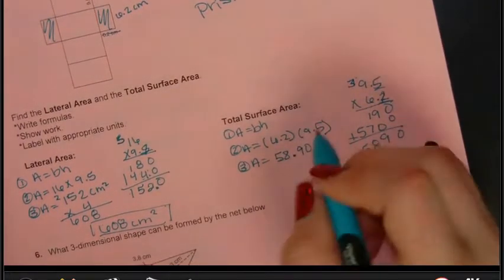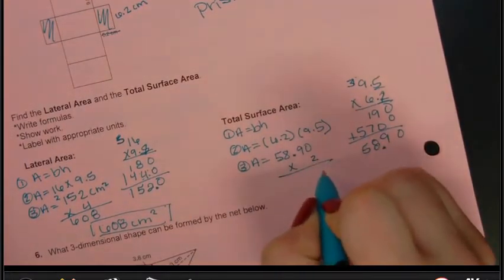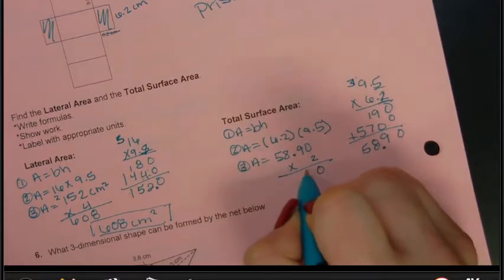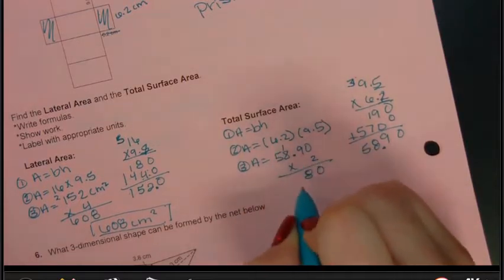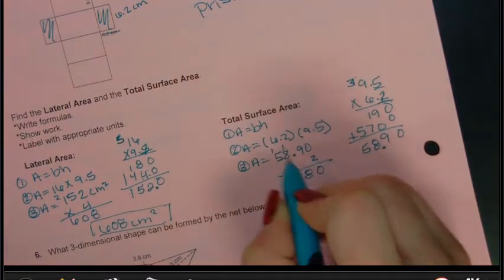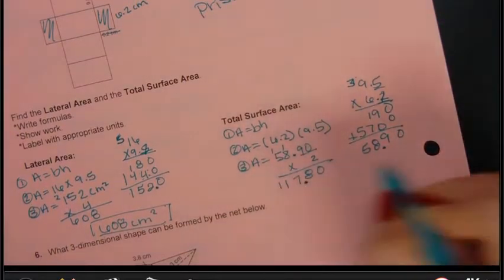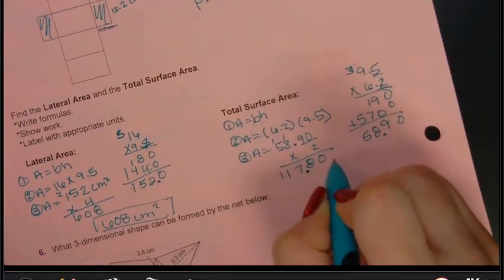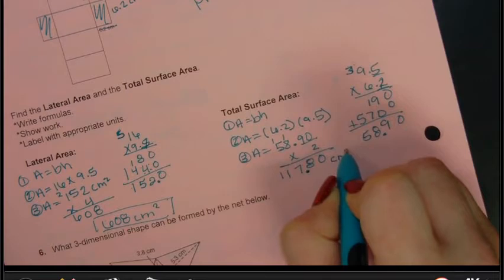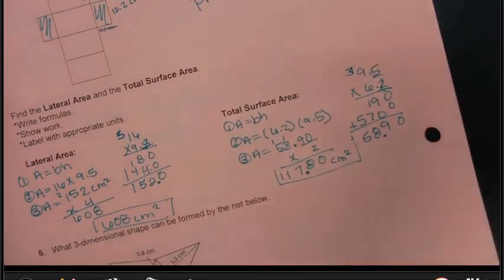Now, I have 2 bases, so I need to multiply this by 2. 2 times 0 is 2, 2 times 9 is 18, 2 times 8 is 16, plus 1 more is 17, and then 2 times 5 is 10, plus 1 more is 11, and I have 2 decimal places to get me 117 centimeters squared. Now, is that my final answer?